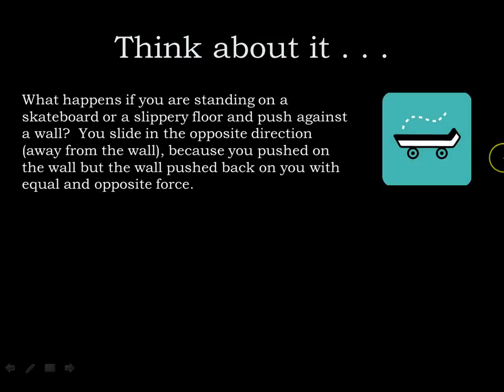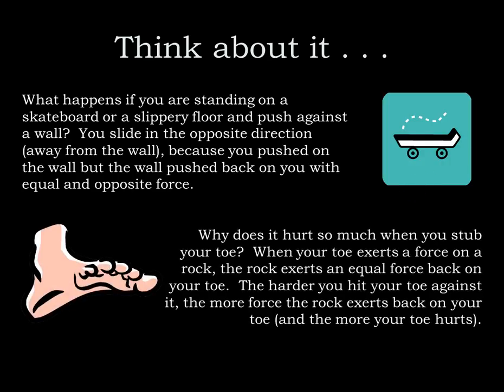Think about it. What happens if you're standing on a skateboard or a slippery floor and you push against the wall? You slide in the opposite direction away from the wall because you pushed on the wall, but the wall pushed back on you with equal and opposite force. Why does it hurt so much when you stub your toe? When your toe exerts a force on a rock, the rock exerts an equal force back on your toe. The harder you hit your toe against it, the more force the rock exerts back on your toe, and the more your toe is going to be hurting.